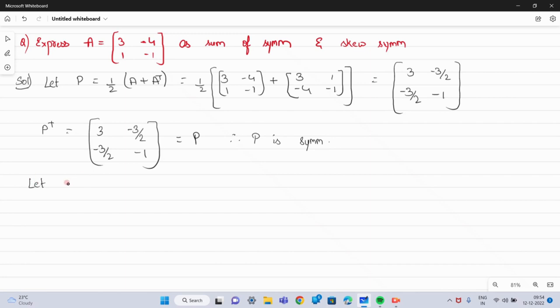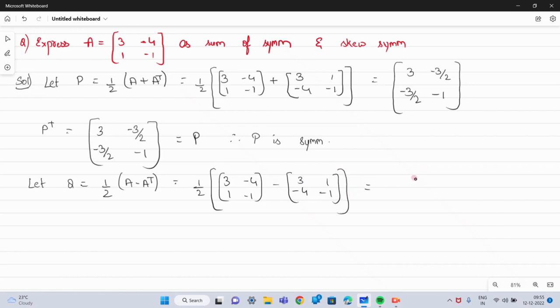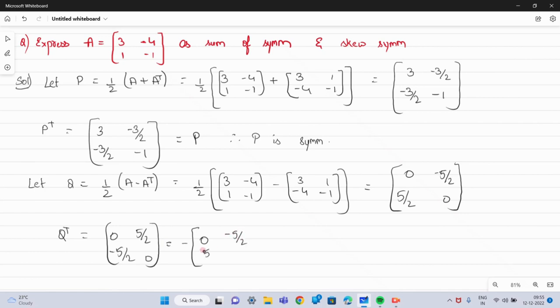Now let Q be half of (A minus A transpose), which means half of ([3, -4; 1, -1] minus [3, 1; -4, -1]). Now when you solve this, you'll get [0, -5/2; 5/2, 0]. I already told you for a skew-symmetric matrix, the diagonal elements will be 0. Now let's check by taking Q transpose. Q transpose becomes [0, 5/2; -5/2, 0]. Take minus common, you'll get [0, -5/2; 5/2, 0], which is nothing but minus Q. From here we can say Q is a skew-symmetric matrix.